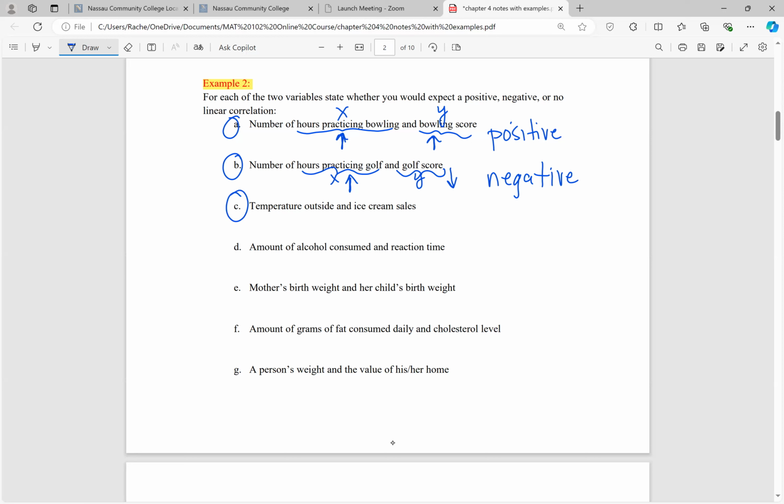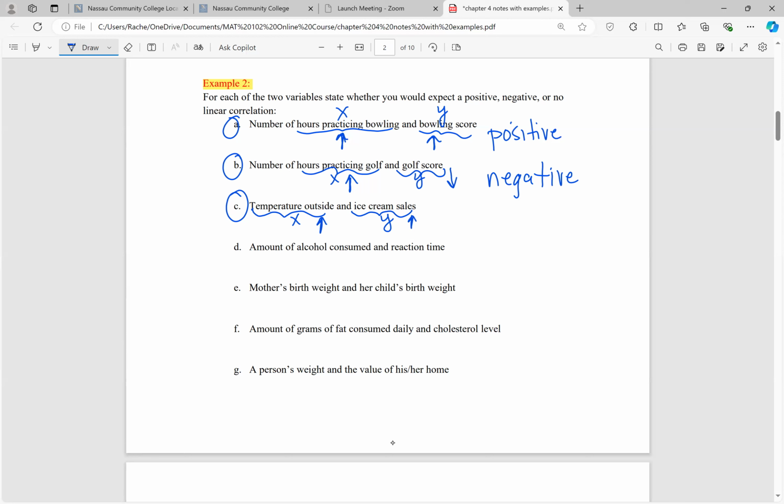What about C, temperature outside and ice cream sales? So temperature outside is going to be X, that's the independent variable, and ice cream sales is going to be Y, because the amount of ice cream that's sold is going to a lot of times depend on the temperature, right? So what happens as temperature increases? What's going to happen to sales? As the temperature goes up, the hotter it gets outside, more people tend to buy ice cream, right? Think about the summertime. So the sales are going to increase.